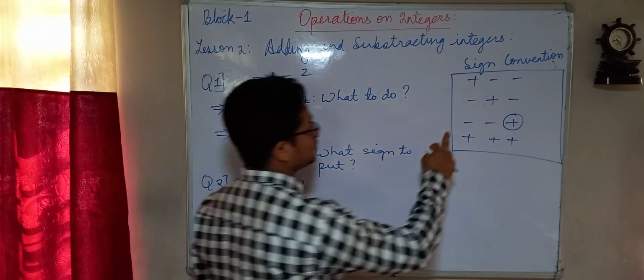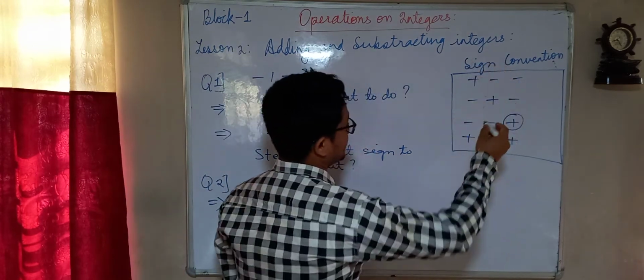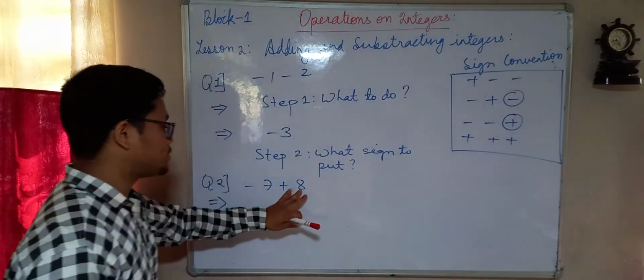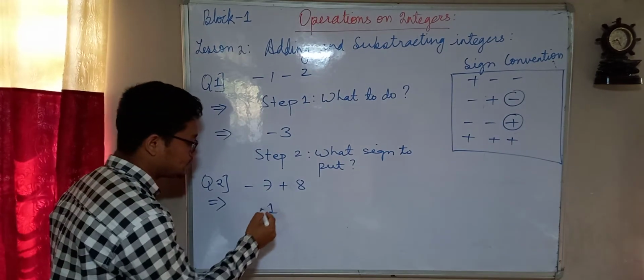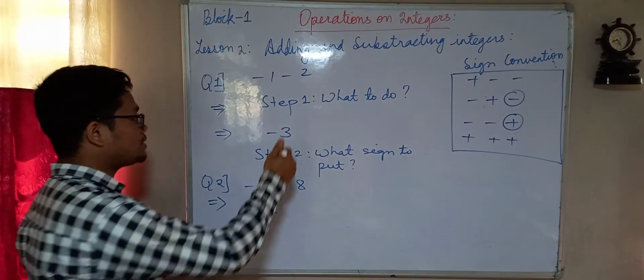Minus plus, so I have to do minus. Okay, children, so I have to do minus. So 8 minus 7 is how much? It is 1. Okay, now our step 1 is done.